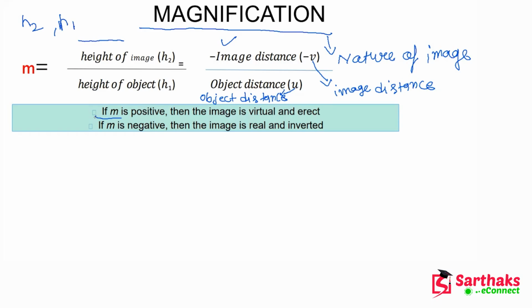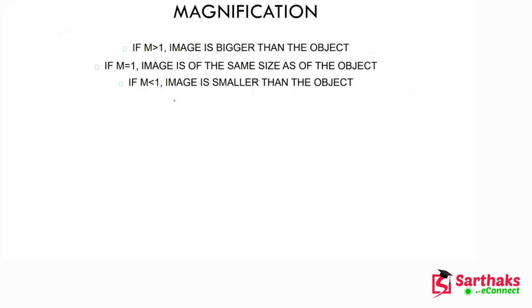Now, if M is positive, then the image will be virtual and erect. And if M is negative, then the image is real and inverted. So we have to remember this. It will be used in numericals. Let's move on to the next slide.